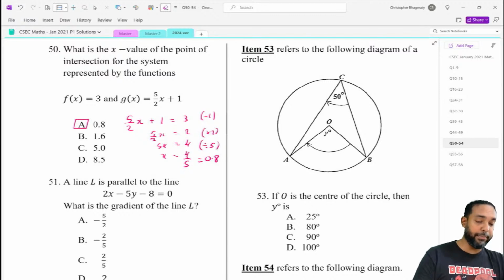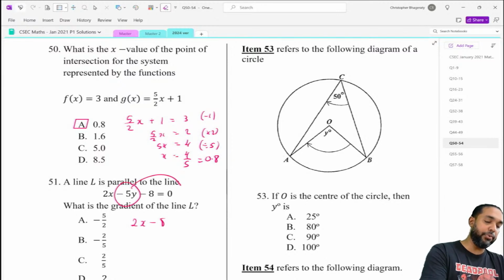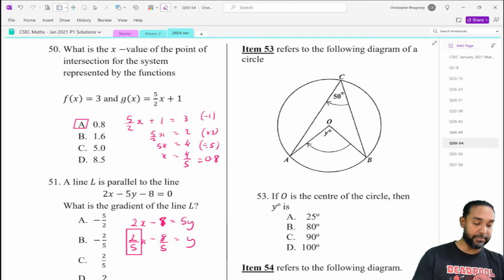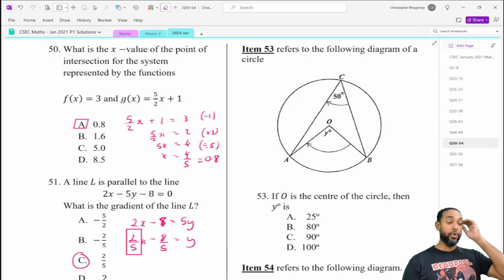We saw 51 in the previous paper. Line L is parallel to that line there. What is the gradient of line L? So let's put this in the form y equal to mx plus c. We'll carry that over by adding it to both sides of the equation. Then we'll divide by 5 to make the coefficient of the y term 1, which gives us the equation in the form y equal to mx plus c. We could easily extract the gradient by looking at the coefficient of the x term.